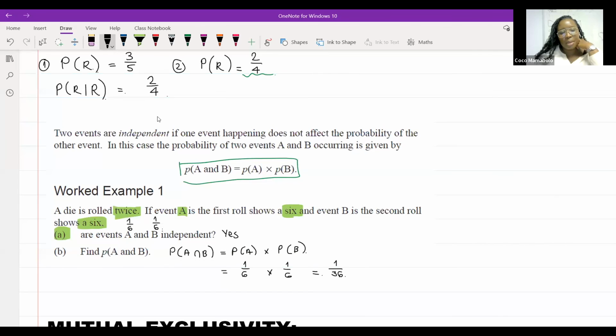Ma'am, maybe this is out of context, but is the probability of A given B equal to the probability of A if the events are independent? Yes, it is. 100%. Because if the probability of the first thing happening is not based on the second thing happening, then obviously it's just the probability of the first thing.